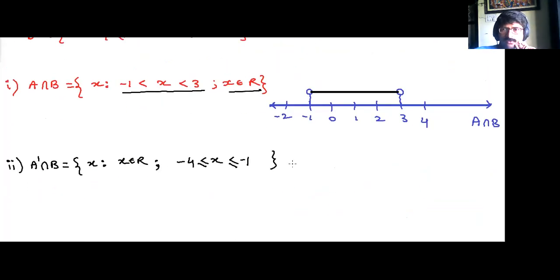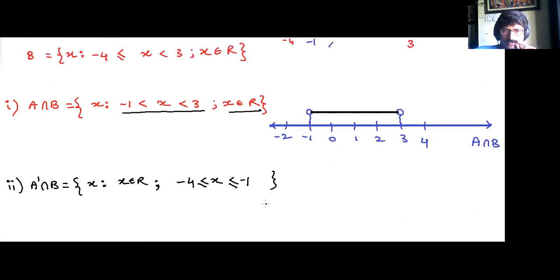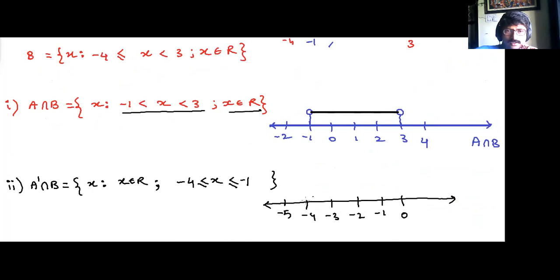Now, how to draw the number line? Obviously, you can draw another number line in this way with a ruler and pencil, and start with -5, -4, -3, -2, -1, and 0. One extra number on either corner, and on -4 a dark lollipop, and on -1 a dark lollipop, and just join them with a straight line, and that's it. So this would be A complement intersection B. I hope you got this concept perfectly, isn't it? It's very simple, guys.